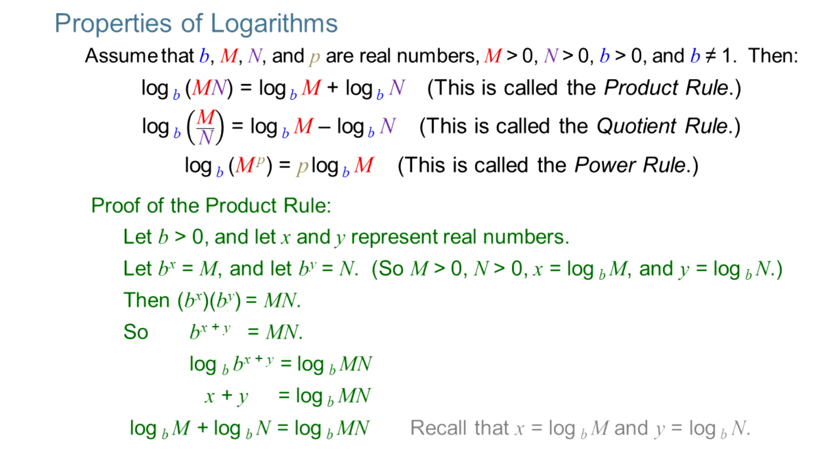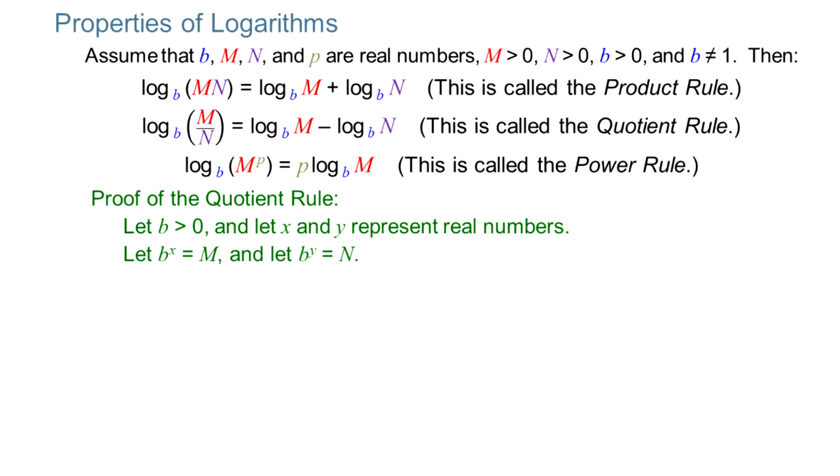And finally, since I started by letting x equal log base b of m and y equal log base b of n, I can substitute log base b of m for x and log base b of n for y. Since this gives us the equation that we wanted, I can say that the product rule is, in fact, a valid rule.